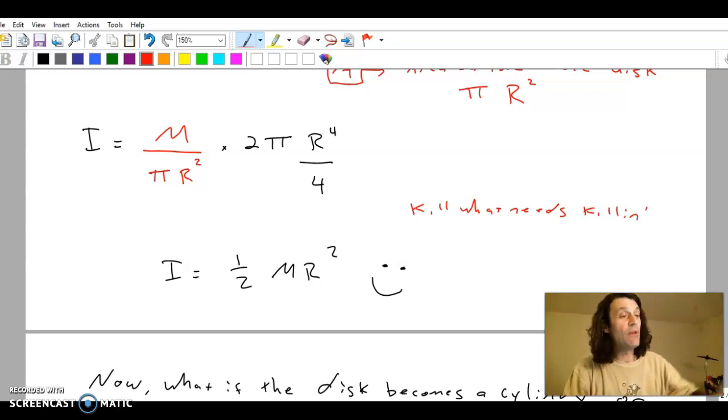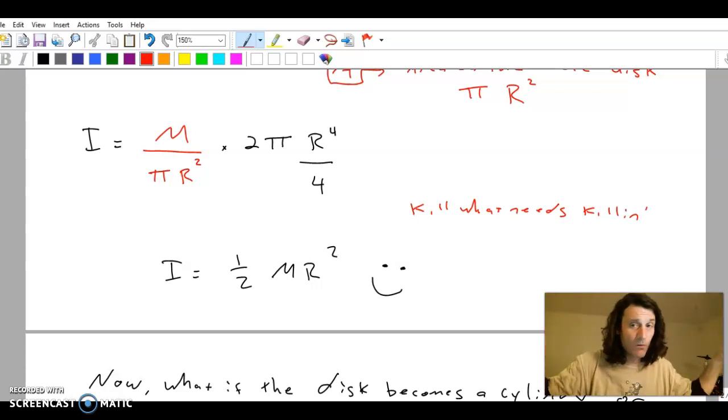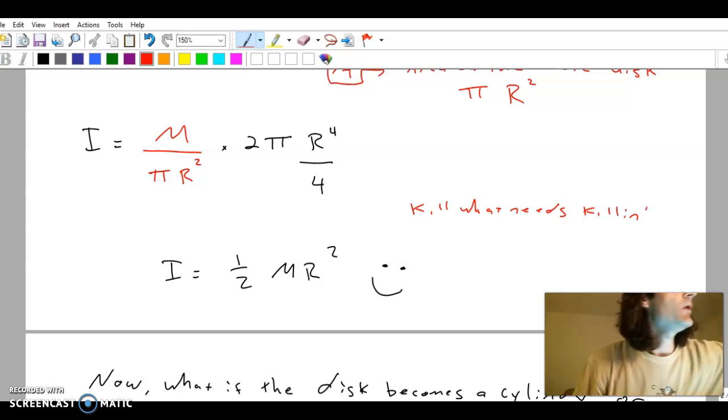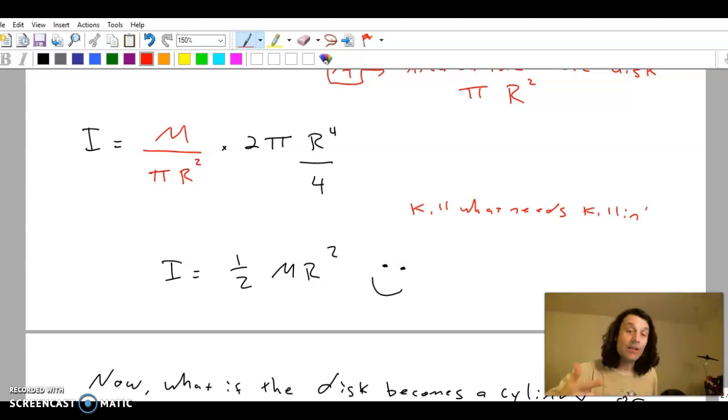Please remember that. Solid disks or solid cylinders have half of the resistance to rotation as a hollow one. Because remember, the hollow one has all of its mass way on the outside, so the mass is far away. So that's a bigger I, a bigger resistance to rotation. A solid item has its mass closer to the axis of rotation, which means it is easier to get it to rotate. It's more likely to accelerate downhill.